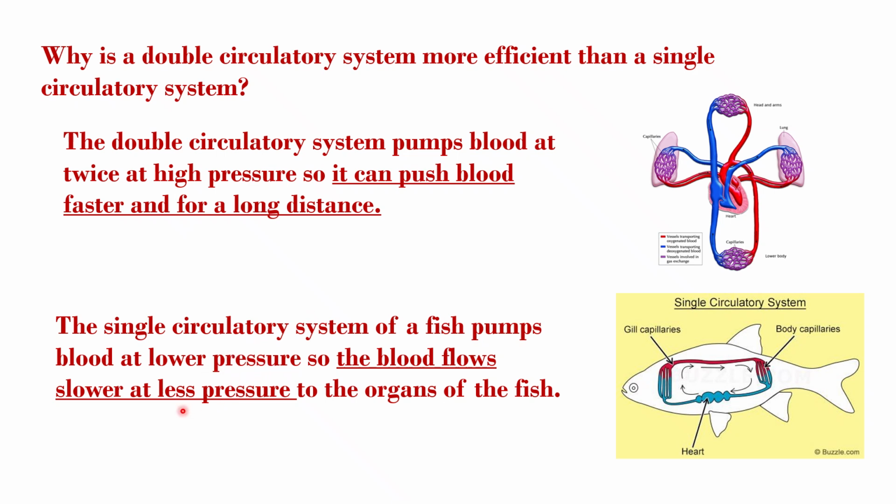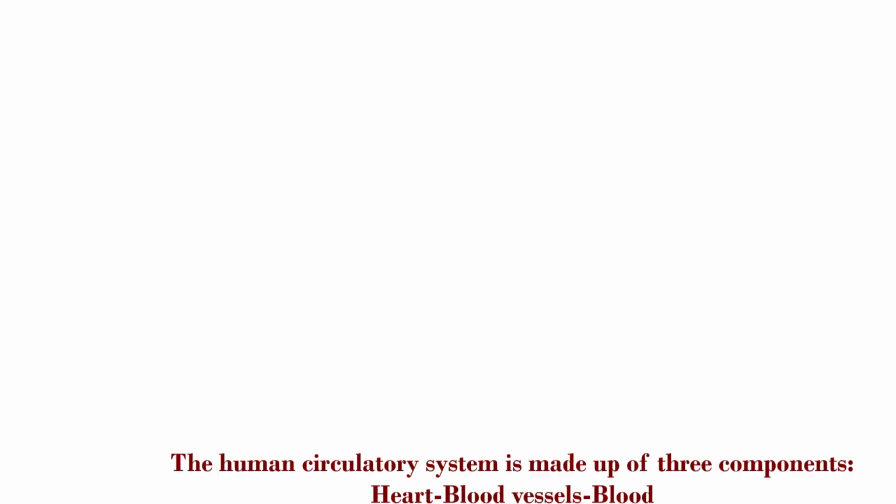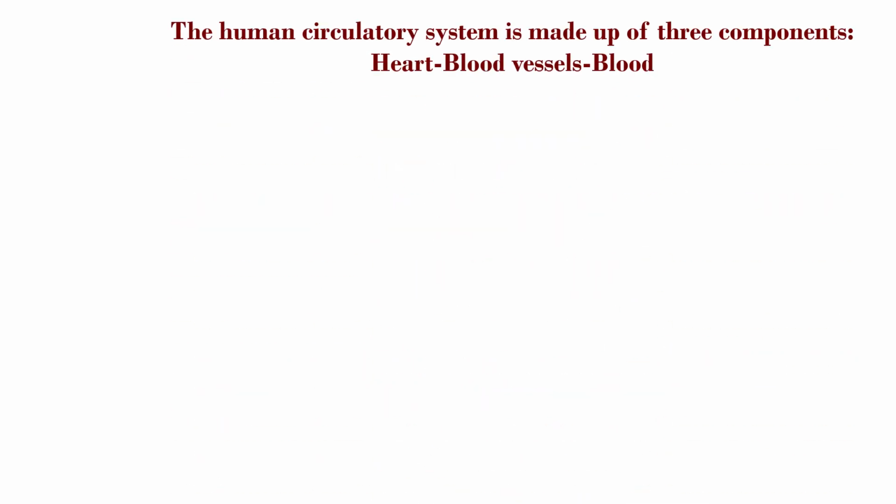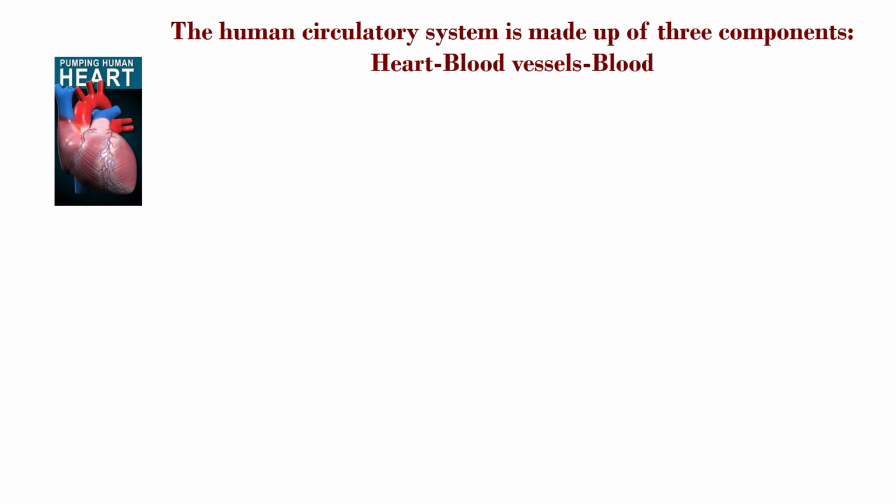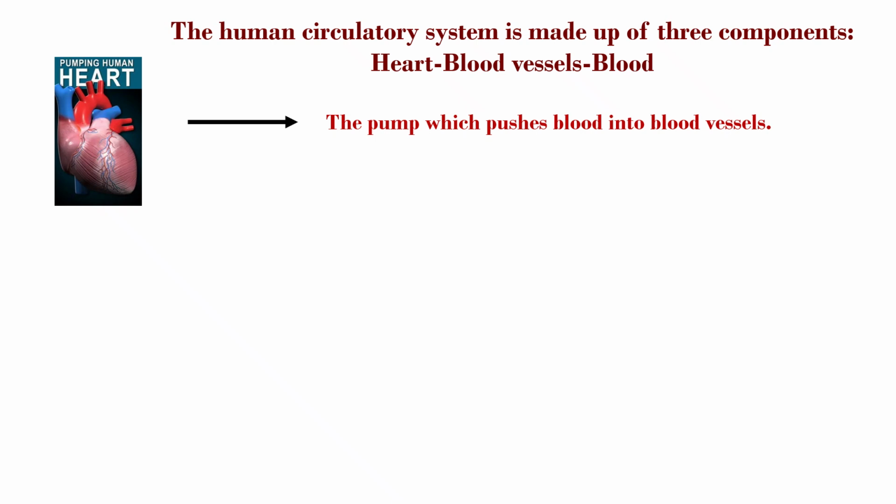The blood flows slower and at less pressure, and therefore it is less efficient. The human circulatory system is made up of three components: the heart, the blood vessels, and the blood. The heart. It is the pump which pushes the blood into the blood vessels.